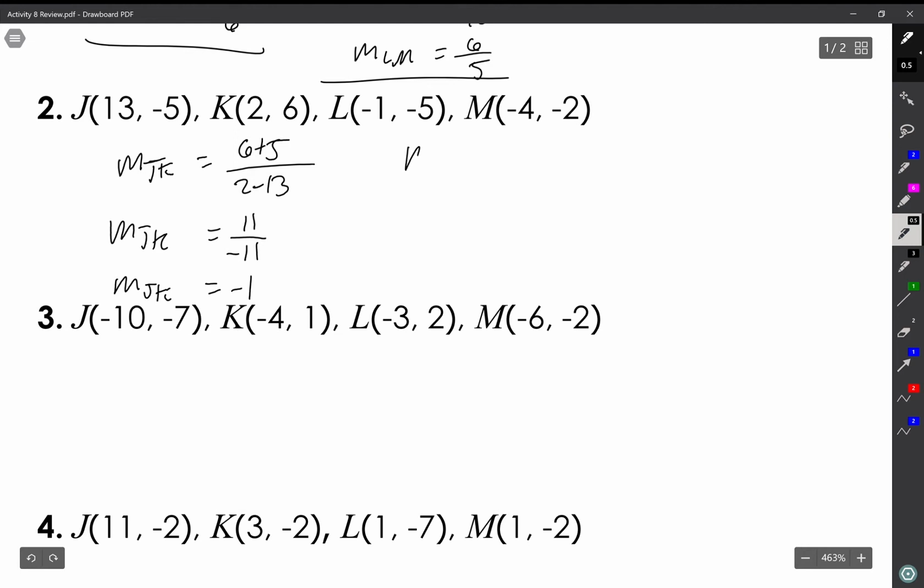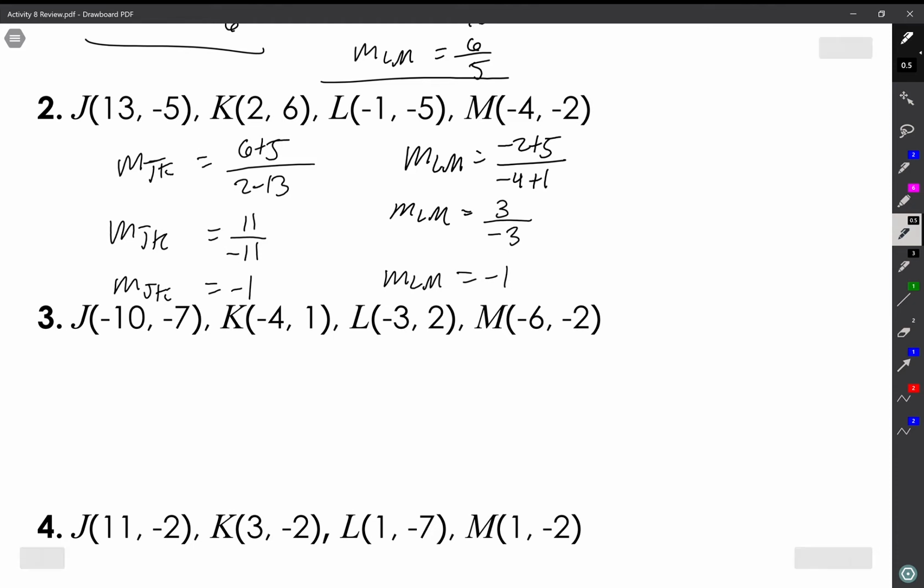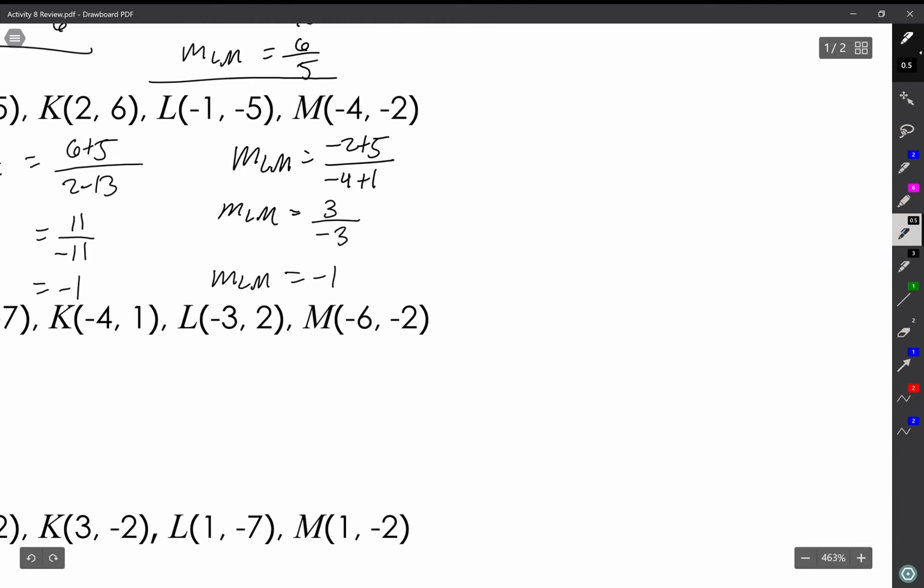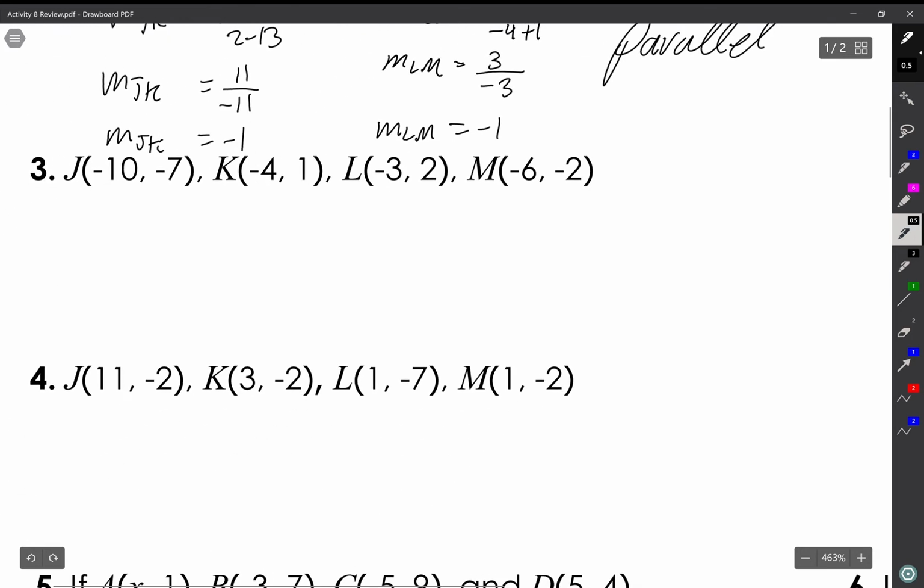So for LM, we've got -2 plus 5 over -4 plus 1. That's going to give me -3, or excuse me, it's going to be +3 over -3, which again is -1. So since the slopes are equal, they're both -1, this is parallel. Those two are parallel.